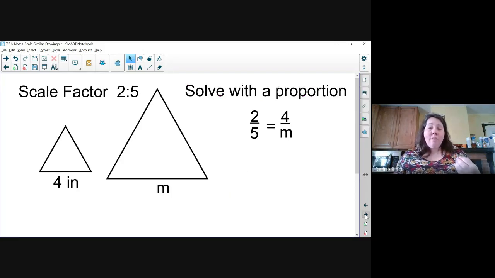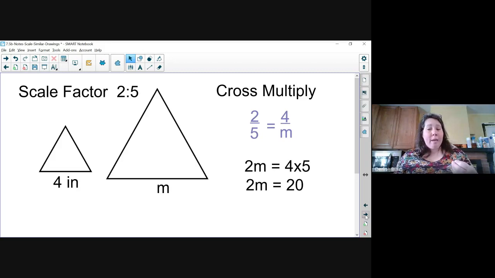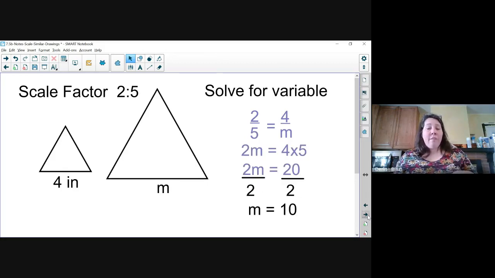I can also solve a proportion by cross multiplying. 2 times m, 4 times 5. Well, 2m equals 20. So now I have to solve for my variable. I divide both sides by 2. m again is 10. So there are different ways to solve for your variable. Use the way that works best for you, okay?